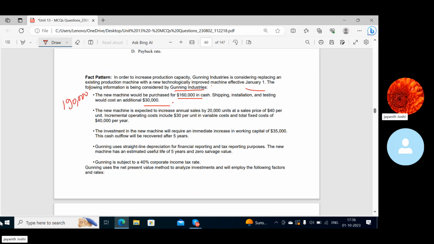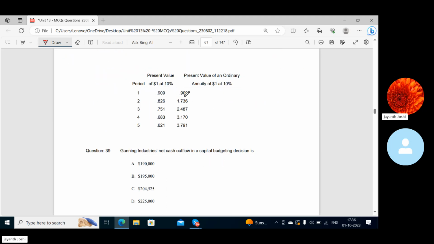1,90,000. Okay. The machine is expected to increase annual sales by this much, and the selling price and incremental cash flows include this much. The variable cost and fixed cost are given, and the working capital investment is 35,000. They have given all the points, using straight line depreciation, 5 years is the life, and a 40% tax rate. They are asking, given the factors, Gunning Industries' net cash flow in the capital budgeting decision, the net cash outflow.